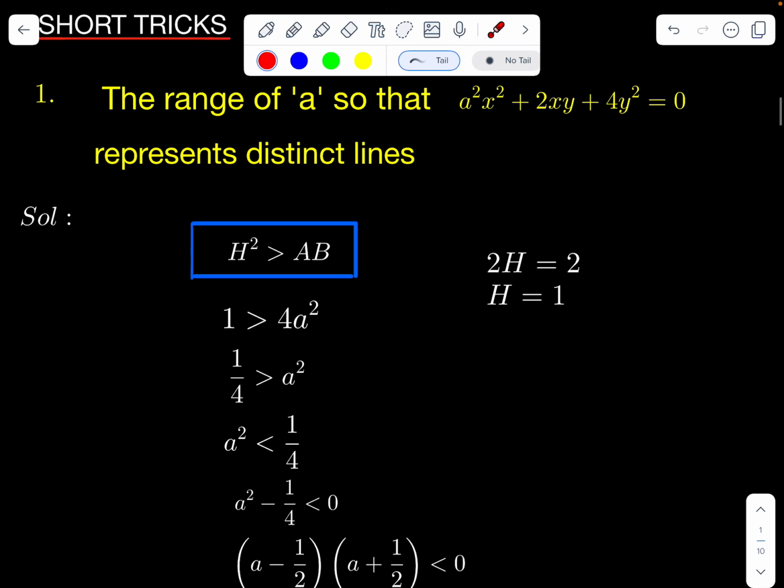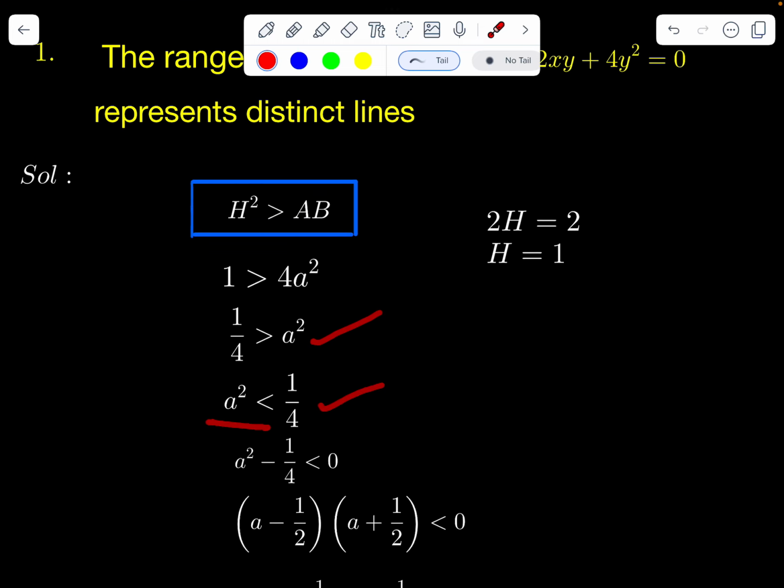Here a is equal to a², 2h is equal to 2, b is equal to 4. Therefore, h is equal to 1. h², 1² greater than ab, that is 4a². 1 by 4 greater than a². a² less than 1 by 4.